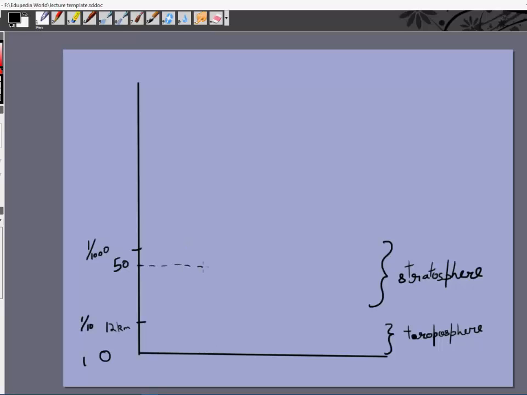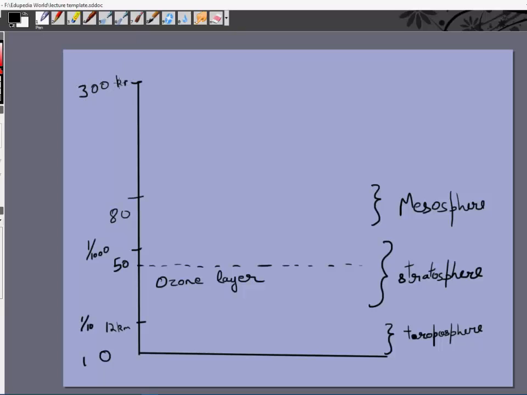In the upper part of the stratosphere, we have something which you probably know about. It's called the ozone layer. After 50 kilometers to a height of 80 kilometers, we have what is called the mesosphere. And from 80 kilometers up till the top, the atmosphere of the Earth extends approximately up to a height of 300 kilometers. Though the density here is incredibly small, this whole region, the topmost region of the Earth's atmosphere, is called the ionosphere.